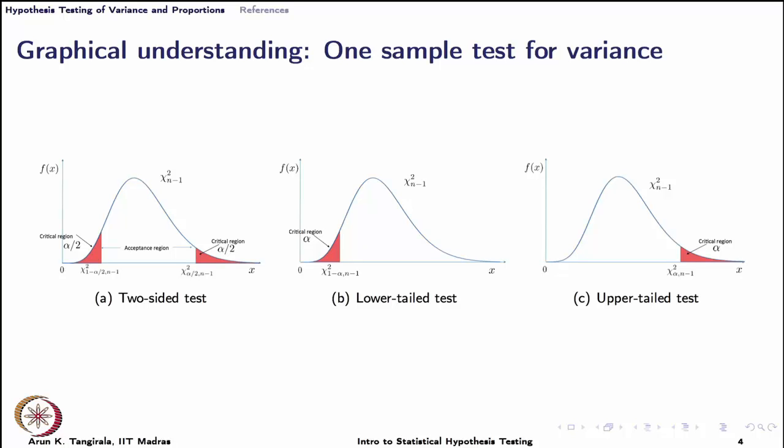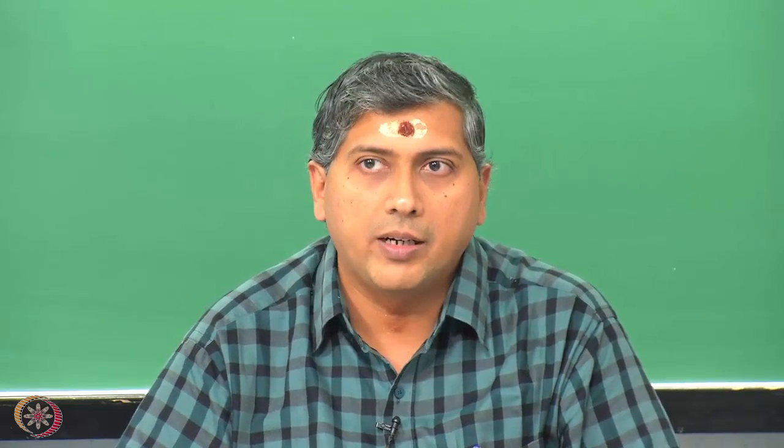As before, as we did in the case of testing of means, we have shaded the critical region in red, but the difference that you see between the case of testing of means and testing of variance is that now the PDF of the test statistic is not symmetric.